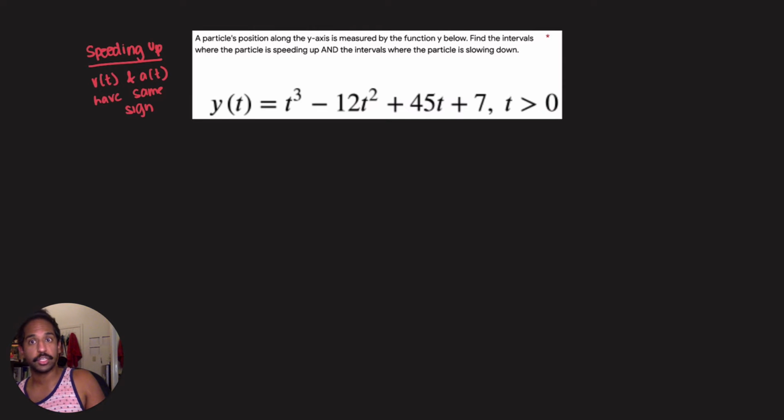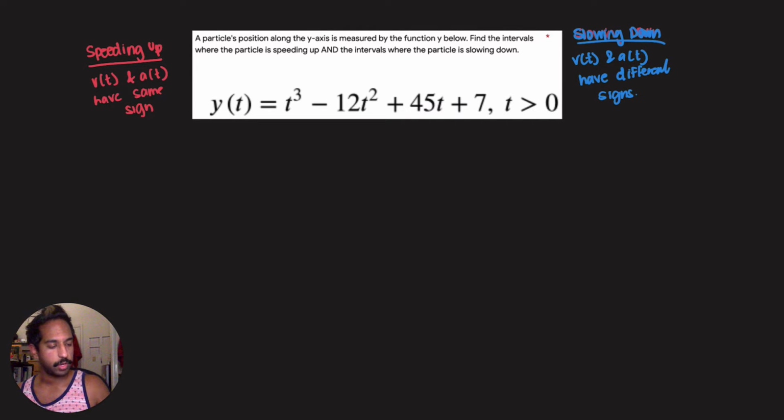And then we know that it's slowing down. I'll write this on this side. We know that we're slowing down. And maybe I'll write this in a different color. We're slowing down when our velocity and our acceleration have different signs. So one is positive and one is negative. Have different signs.